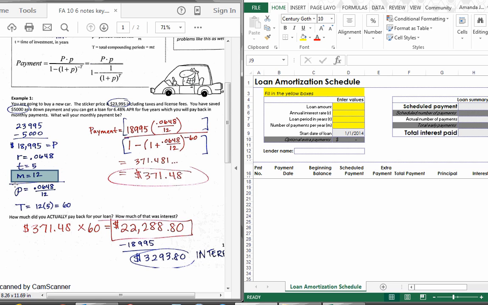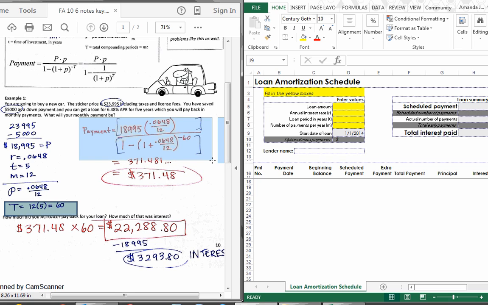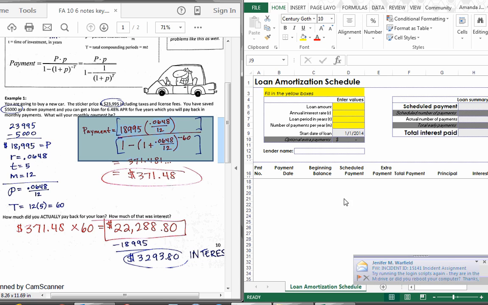Our periodic interest rate is R divided by M, that's 0.0648 divided by 12. And our capital T value, our number of compounding periods, 12 times a year for 5 years, is 60 payments. So we are going to calculate the payments here. I'm going to put all these numbers into my formula. So capital P is 18,995, and I've got my periodic interest rate here, which is 0.0648 divided by 12.